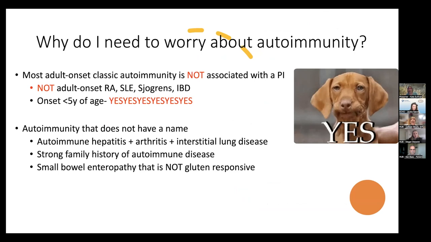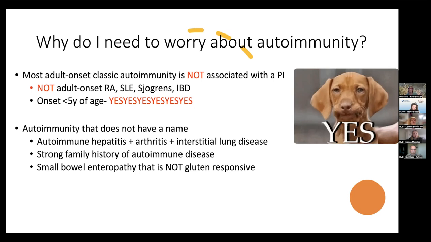So why do I need to worry about autoimmunity? You may remember that back at the beginning, I said we should also be thinking about peculiar autoimmunity. And then I didn't define peculiar. So let me just tackle that now. Most adult onset classic autoimmunity like rheumatoid arthritis, lupus, Sjogren's, inflammatory bowel disease, you don't have to worry about it. Most of those folks are just fine in terms of the structure of their immune system. They're not fine, they've got a bad disease, but the structure of their immune system isn't how they got there. When you see onset less than 5 years of age, you do want to start thinking, maybe this is the unusual autoimmunity she was talking about.